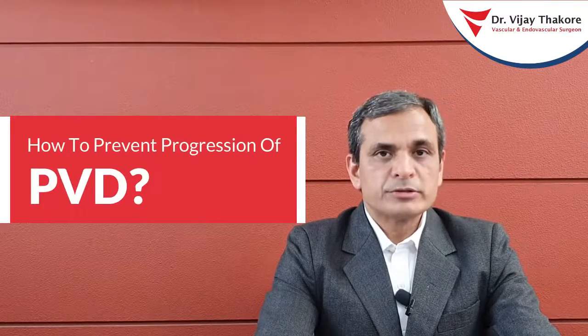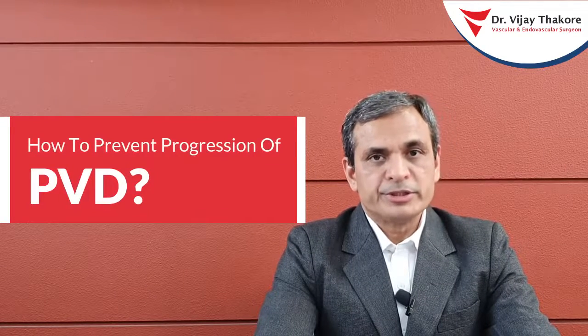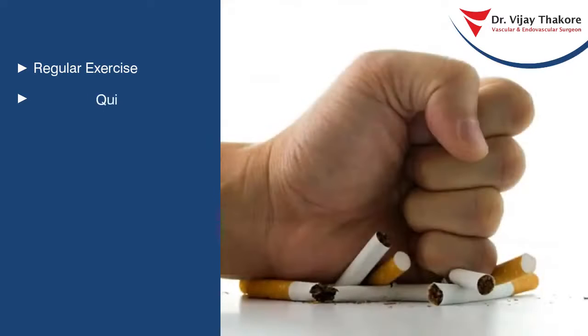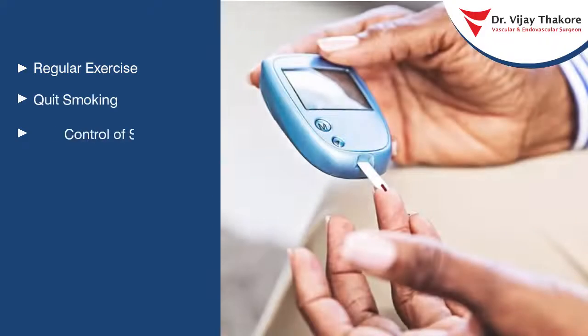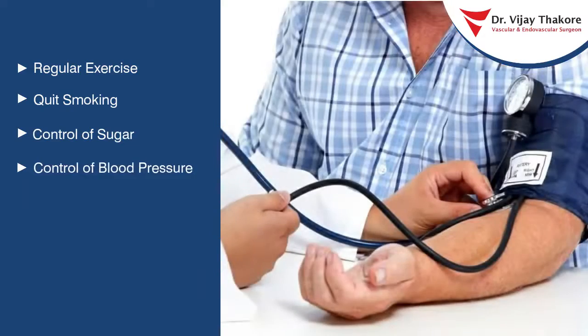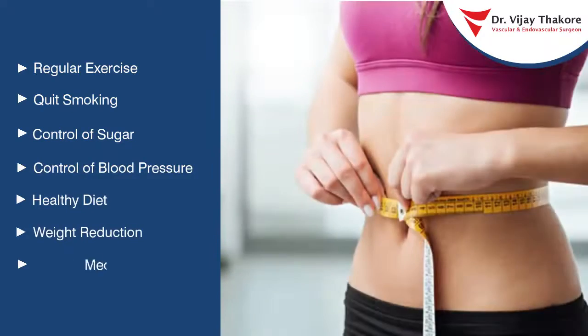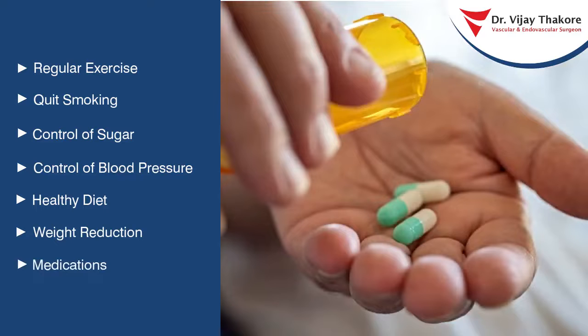How to prevent progression of PVD? Progression of PVD can certainly be controlled or reduced by regular exercise like walking, control of risk factors like smoking, good control of sugars, blood pressure and lipid abnormalities, diet, weight reduction, and certain drugs like cilostazol, aspirin, clopidogrel and rivaroxaban. Save legs, save life.